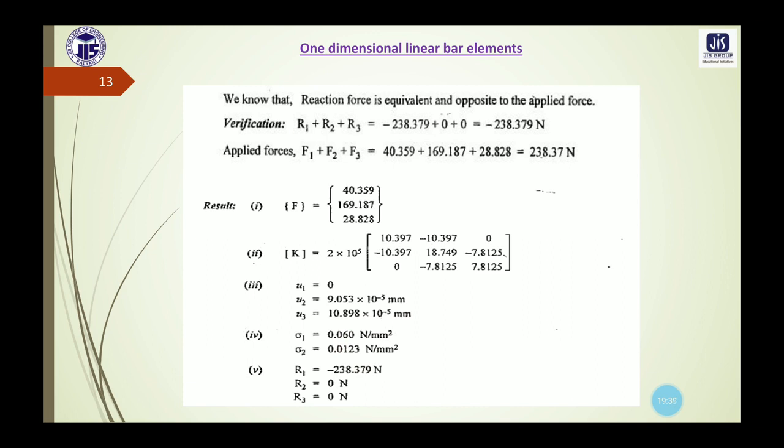Now we can also verify our result. So what is the concept here? That the reaction force is equivalent and opposite to the applied force. Now if we add all the reaction forces, then we are getting minus 238.379, and if we add the values of the applied forces, then we are getting 238.37 Newton. So that means the value of the reaction force is equal and opposite to the applied force.